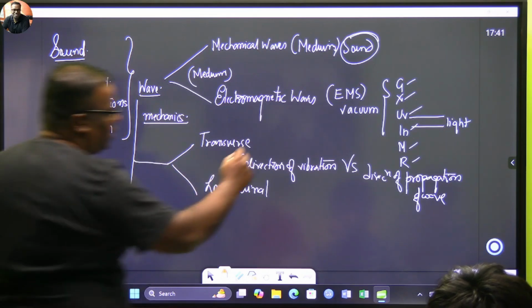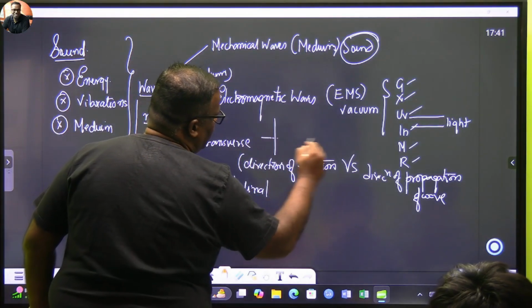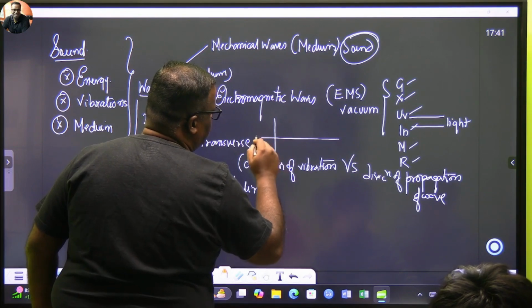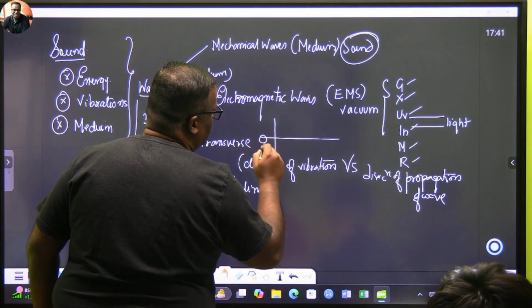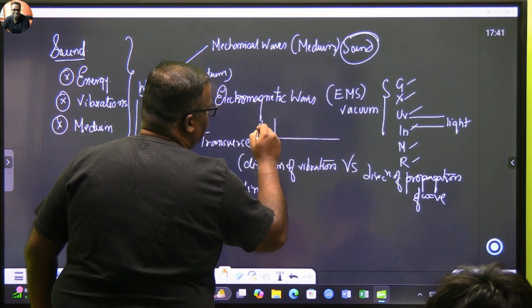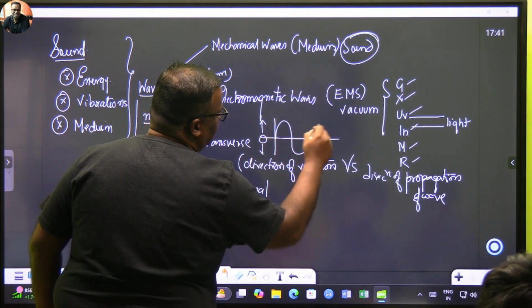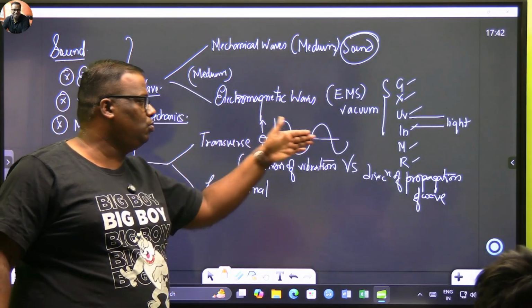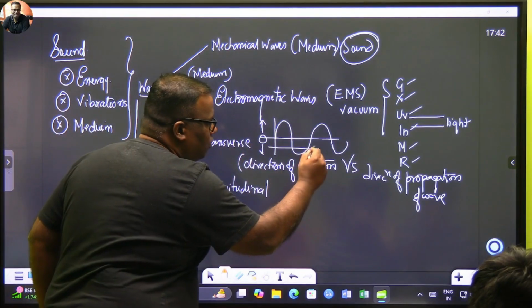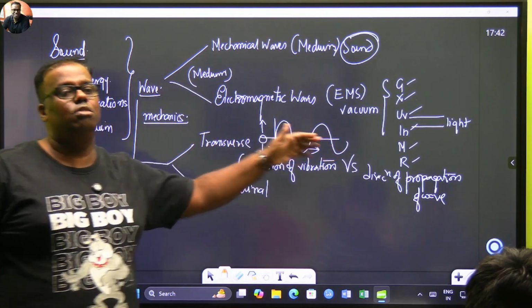This is a transverse wave. In a transverse wave, our body will be vibrating. So let's say we have a body and the body is on a spring, going here, going here, transverse wave. So in that case, the body vibrates up and down, that is at 90 degrees to the direction of propagation of the wave. Wave is going this side, body is vibrating.